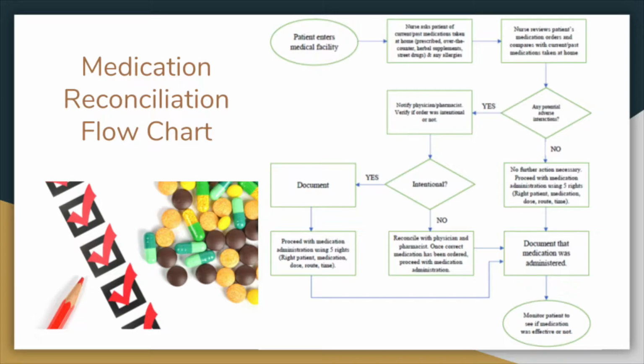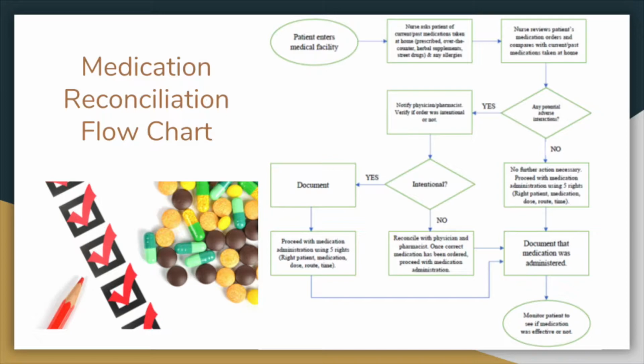The nurse then reviews the patient's medication orders and compares the current and past medications taken at home. Before medication administration, the nurse reviews all of this material. If there are any problems or any potential adverse interactions, the nurse then notifies the physician or pharmacist to verify if the order was intentional or not. If it was intentional, the nurse would then document this and proceed with medication administration using the 5 rights. If this was not intentional, the nurse would then reconcile with the physician and pharmacist to correct the issue. Once correct, the nurse can proceed with medication administration using the 5 rights.